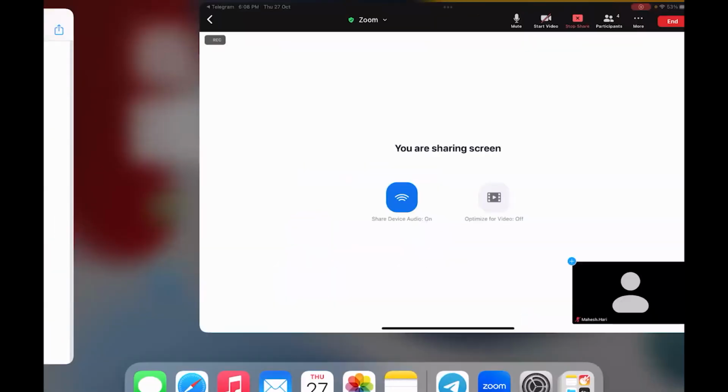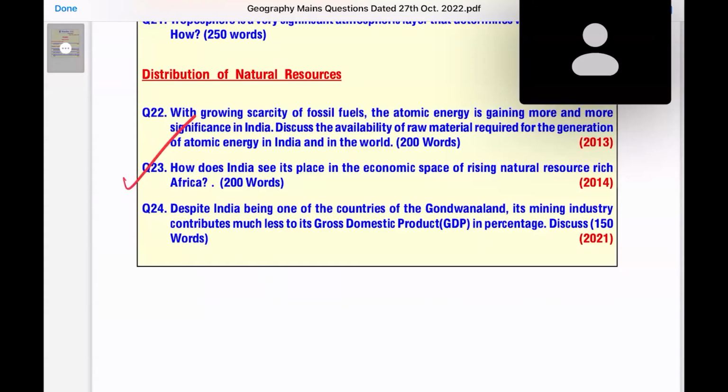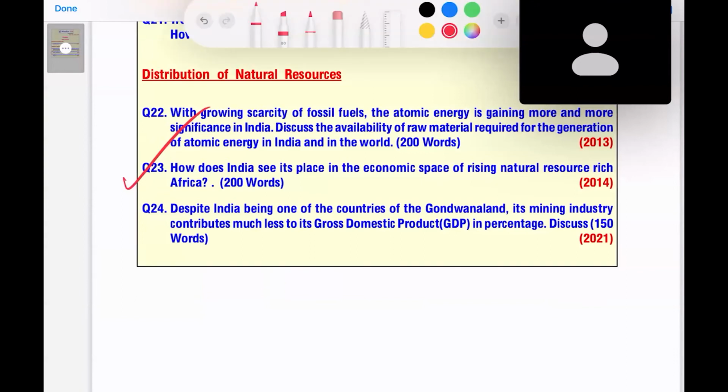Fine. See the third question. I think you have to close by 6:25. Okay, we'll close it. How does India see its place in the economic space of rising natural resource rich Africa? So it's a geographical and political question. Take 2 minutes and then we'll come back.